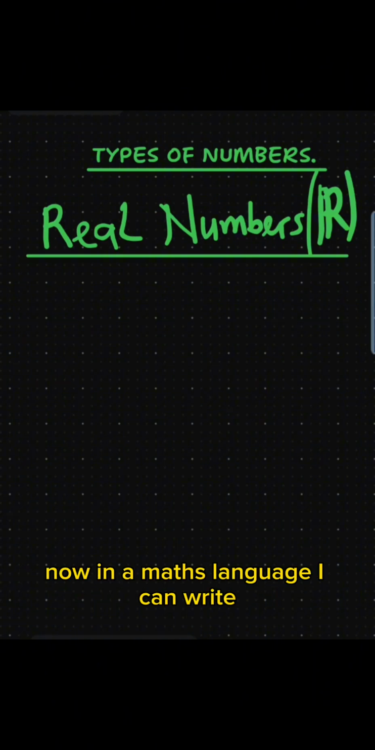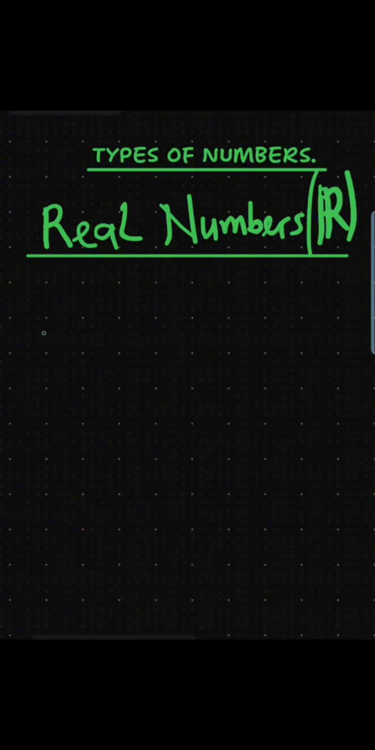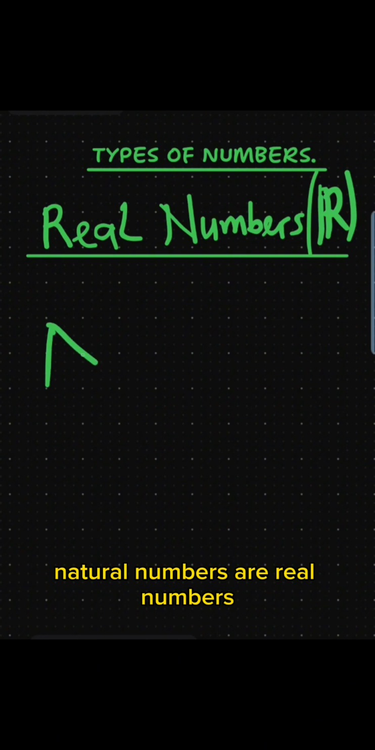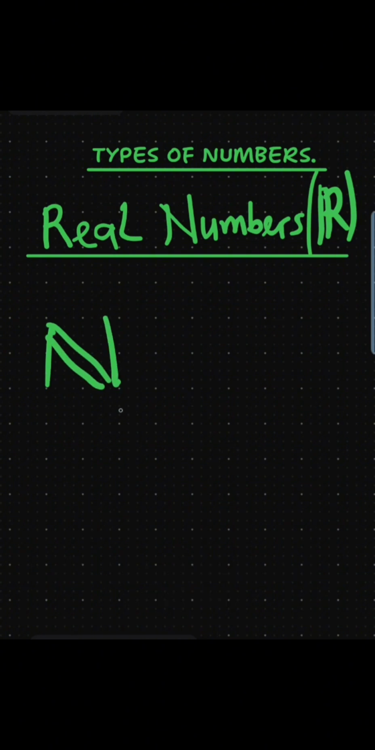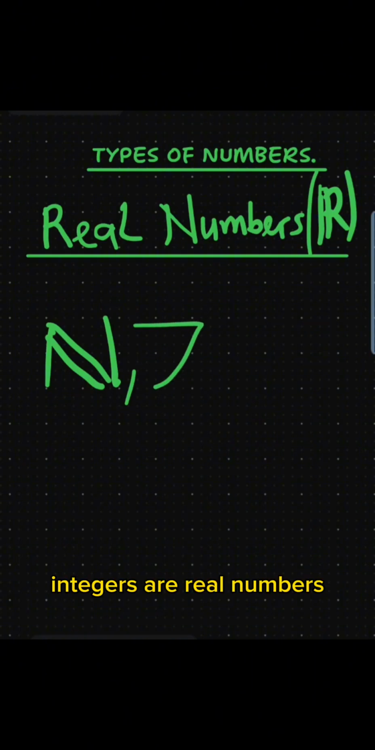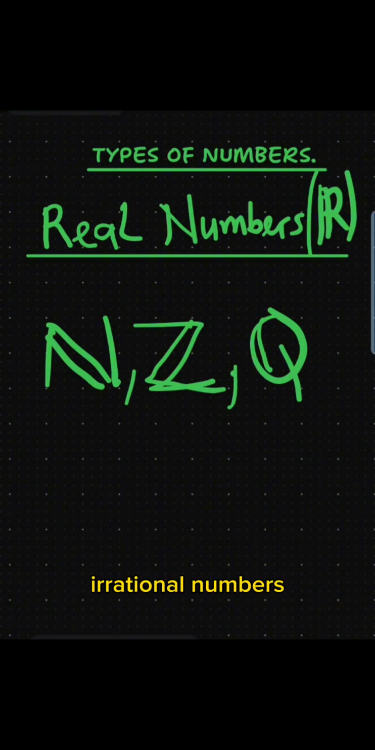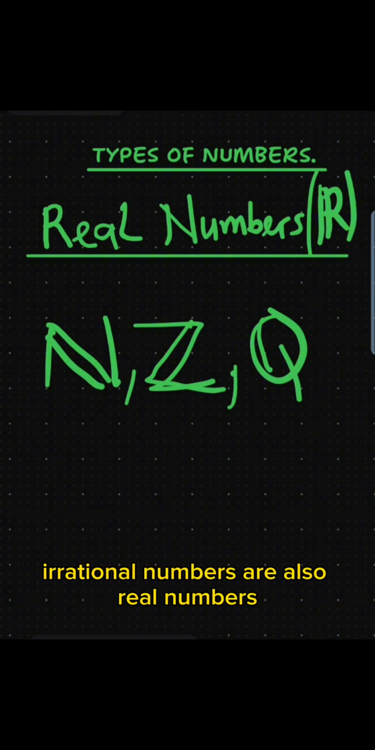Now, in math language, I can write it out. Natural numbers are real numbers. Integers are real numbers. Rational numbers are also real numbers. Irrational numbers are also real numbers.